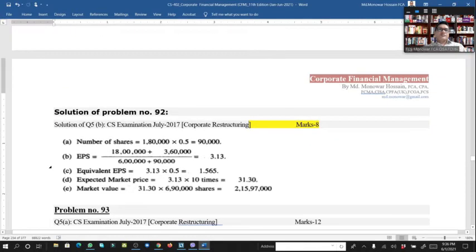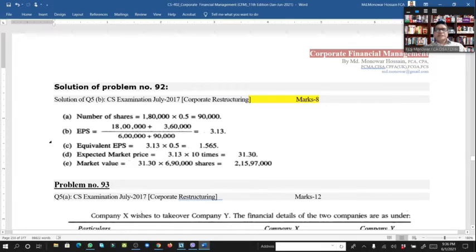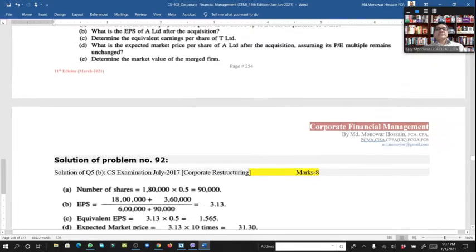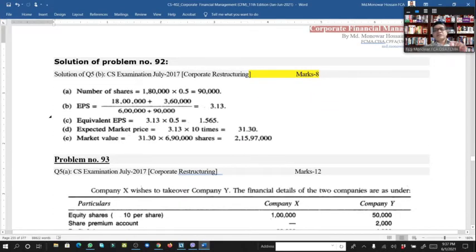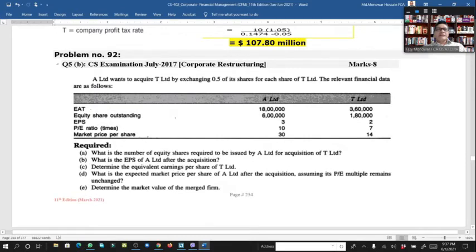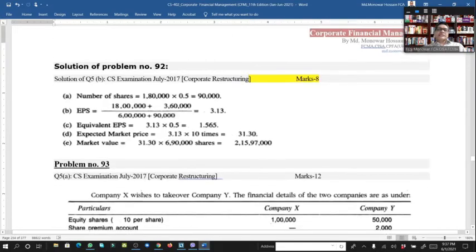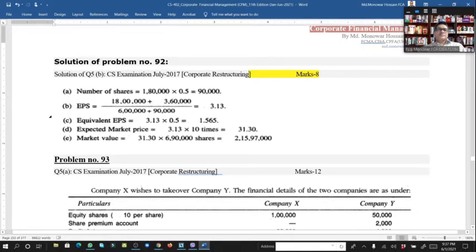Now, if we go here, expected market price means its earning per share, 3.13 taka, multiplied by the unchanged PE multiplier, which comes to 31.30. Expected market price per share is 31.30. Look here, the market price before acquisition was 30, but after the acquisition the market price increases to 31.30.